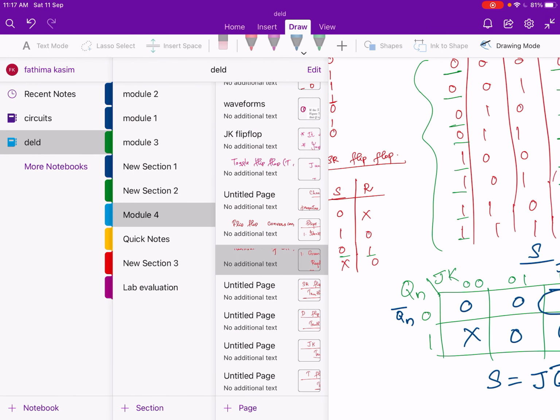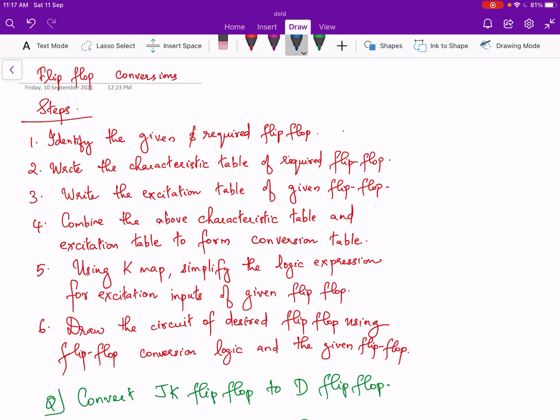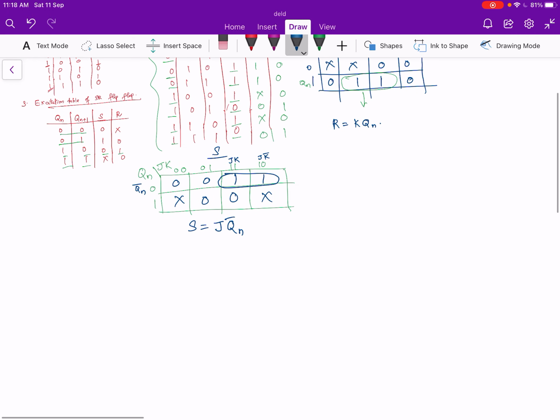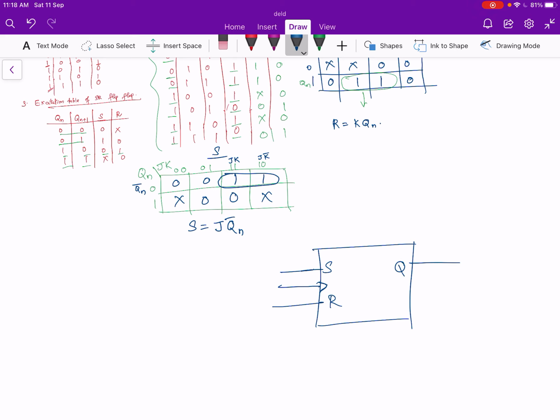Now the sixth step, that is draw the circuit of the desired flip-flop using flip-flop conversion logic and the given flip-flop. So we have to draw the circuit of JK flip-flop using the flip-flop conversion logic that we got now and the given flip-flop, that is the SR flip-flop. So we can draw SR flip-flop. So this is the S input, this is the R input, and this is the clock pulse. I am giving it as a positive edge triggered clock. We can give it as negative edge triggered also, and these are the outputs Q and Q bar.